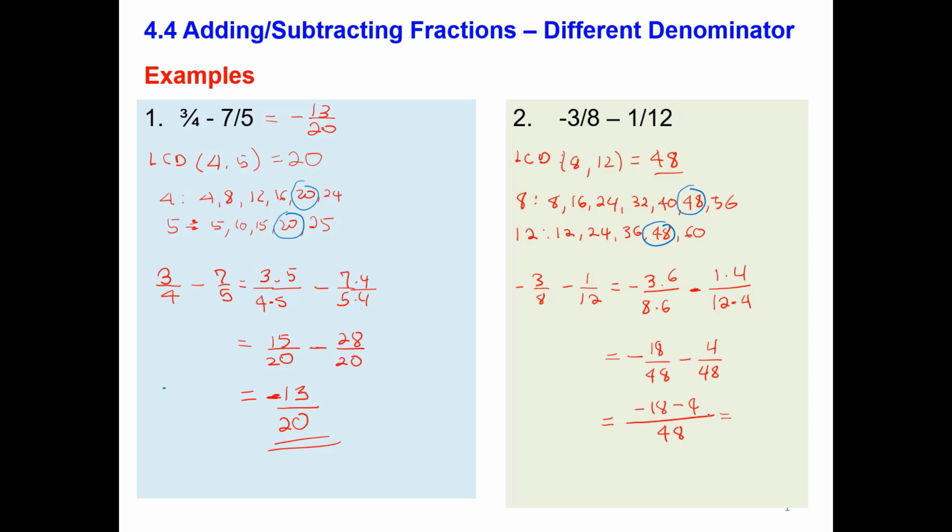Then we add these numbers together, and we have negative 22. And we can reduce this fraction: we can divide by 2 because the last digit is an even number. Then 22 divided by 2 is 11, and 48 divided by 2 is 24. And this is the answer. We cannot reduce this fraction any further. Then the sum is negative 11 over 24.